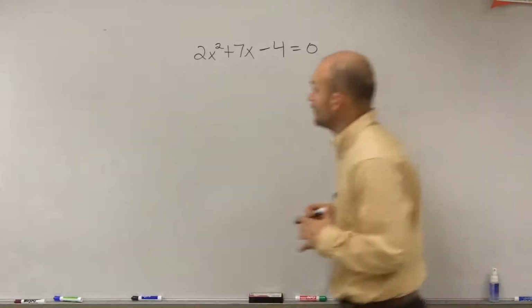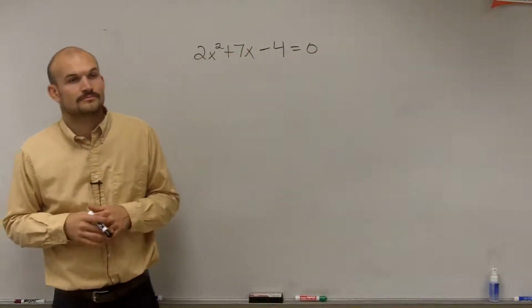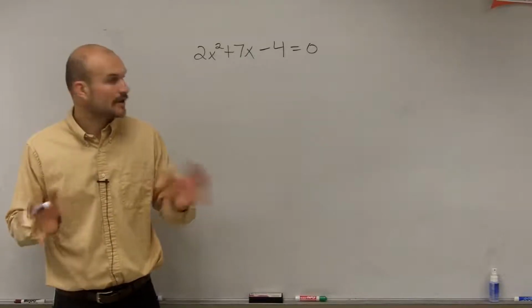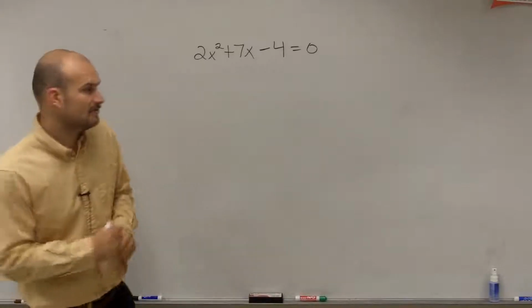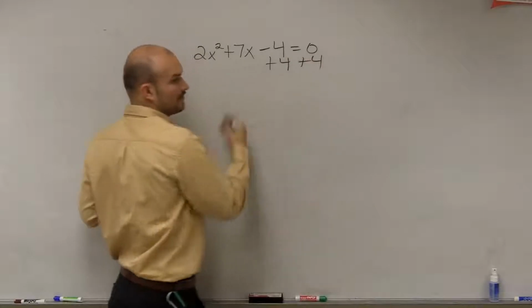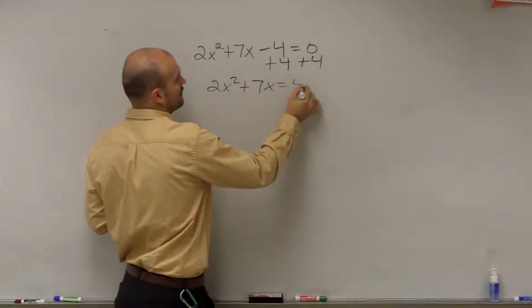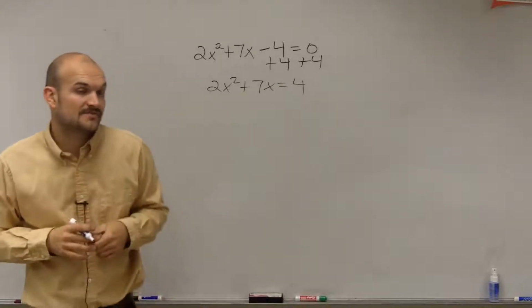So therefore, in this problem, I have 2x squared plus 7x minus 4. All right? So to do this problem, we're going to do the same exact thing. We first need to make sure we get the 4 onto the other side, so that we can have our variable isolated. So I have 2x squared plus 7x equals 4. Now, this is number 19 on page 59.